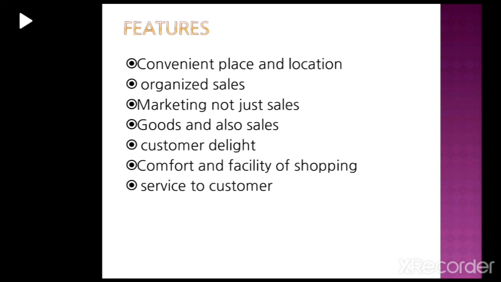So these are all the main features of organized retailers. In general, increasing the productivity, increasing the employment opportunities, increasing the GDP, and retailing as a separate branch of study. So these are all the good features or characteristics of retail.